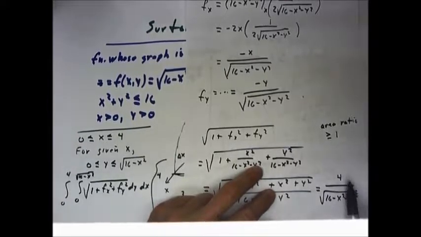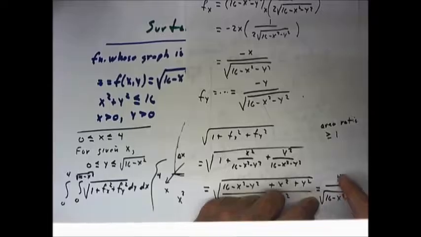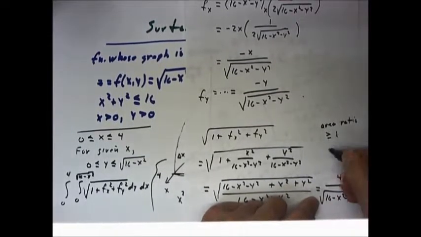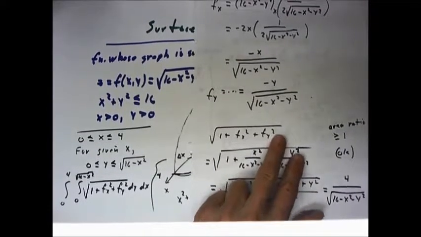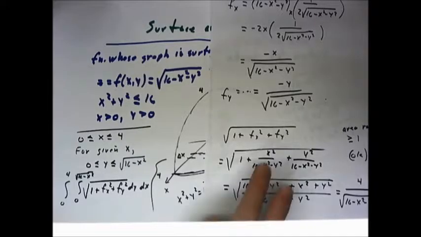So we stop for a second to verify that this is always greater than or equal to 1. The denominator is at most the square root of 16, because we're subtracting two positive quantities from 16. Square root of 16 is 4. That would give us area ratio 1. Any number less than 16 under the square root is going to give us a number less than 4, giving us an area ratio of greater than 1. So we can say that's okay. So we can proceed to set up our integral.